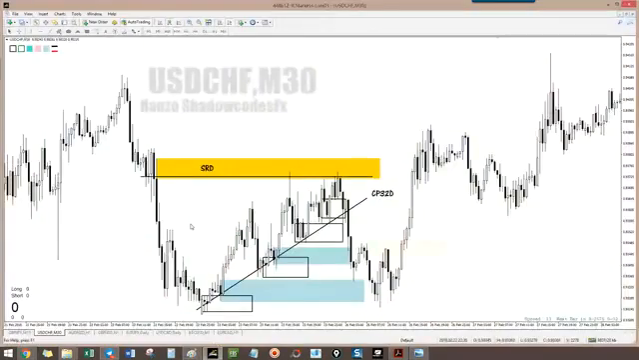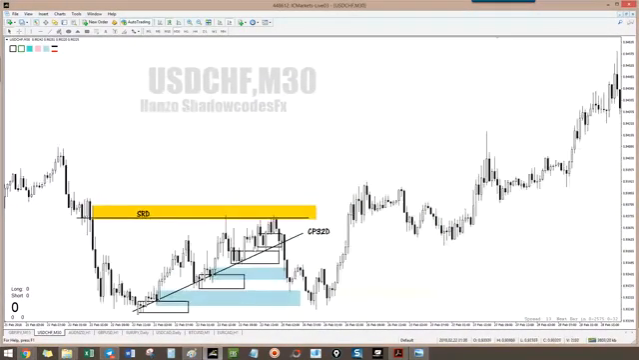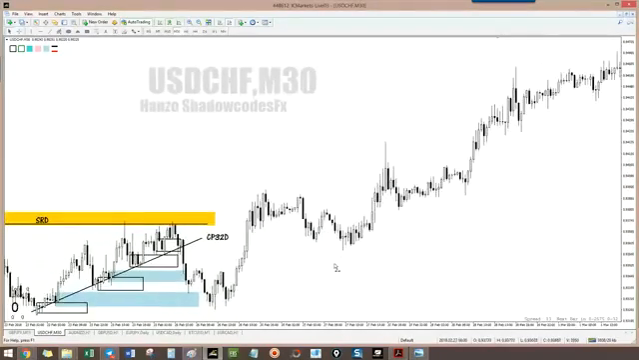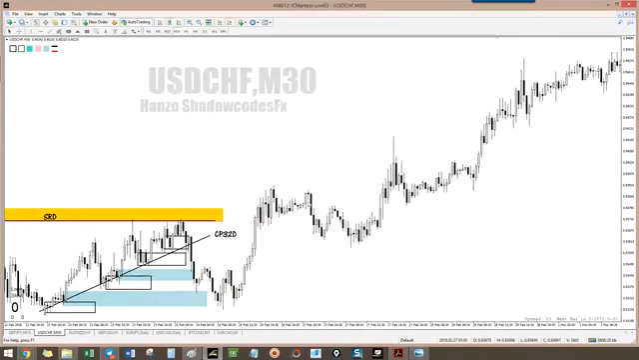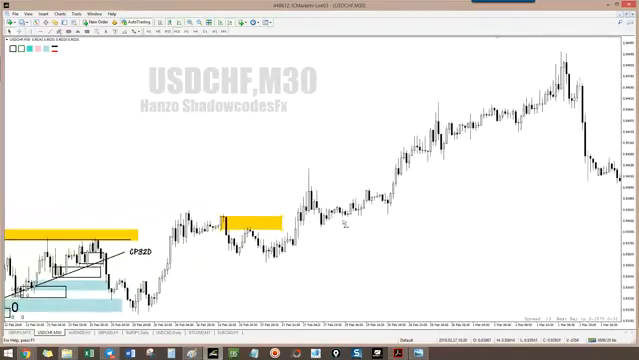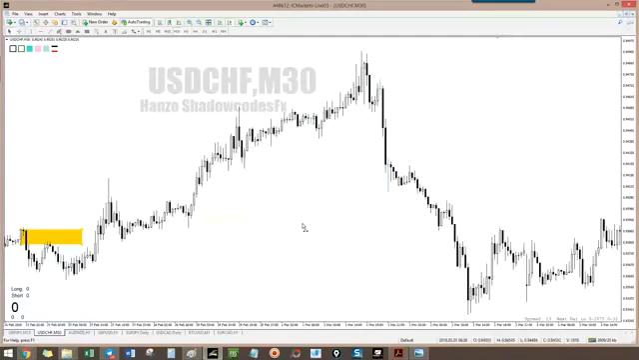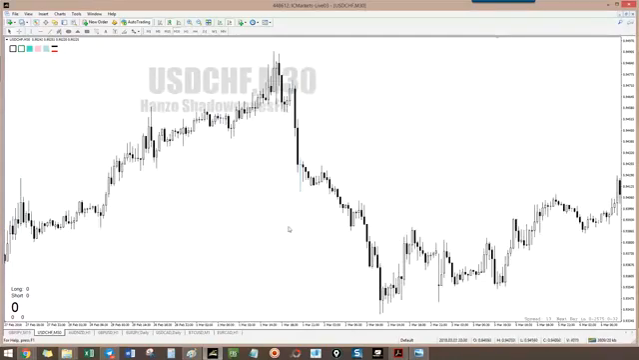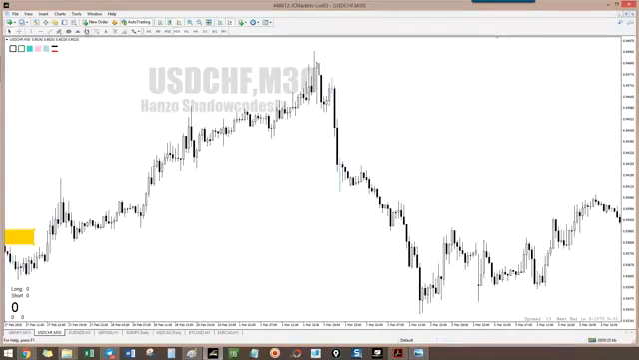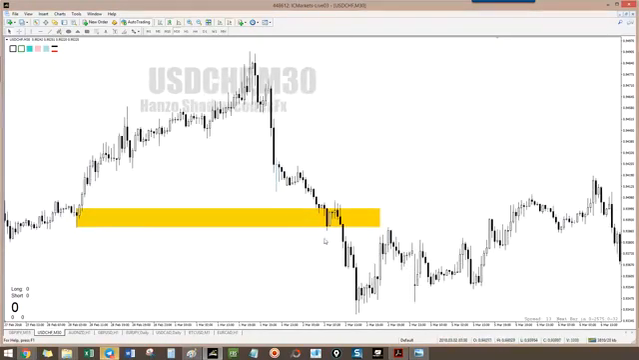Example, let's see a fresh base. Let's find a very fresh base. Okay, this one. See, this one is a very fresh base. No one has touched it. Alright, okay, it's touched. Let's find another one. A fresh base. Why is this one easily being broken?